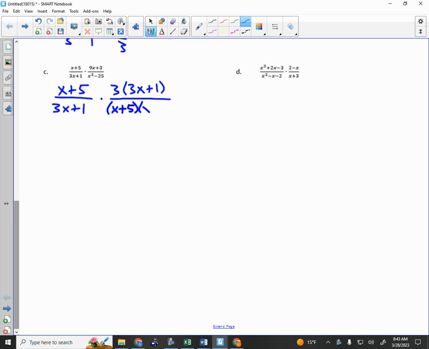X plus 5 and x minus 5 as the difference of two squares. And now you can look at what will reduce to 1. X plus 5 divided by x plus 5 reduces to 1. And 3x plus 1 divided by 3x plus 1 reduces to 1. So notice you have 3 on top, and you have x minus 5 in the bottom.